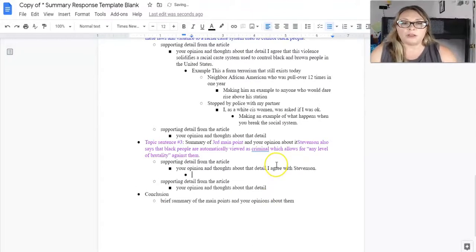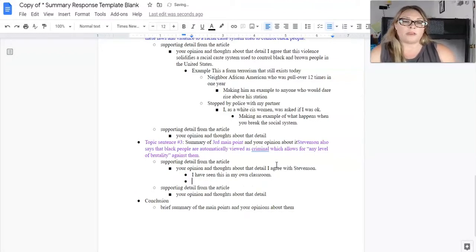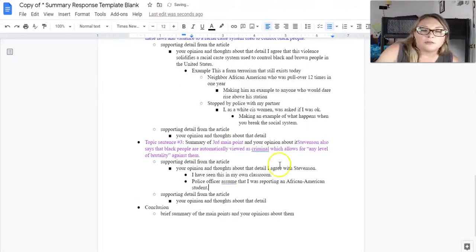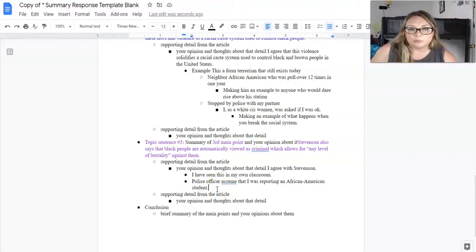And my supporting example would be that I have seen this in my own classroom, that I've had a police officer assume that I was reporting an African-American student. And then you can add other things as well, like, which allows for any level of brutality.